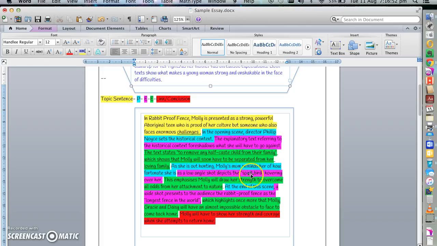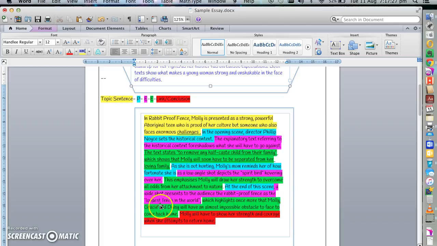As she's out hunting, Molly's mom reminds her of how fortunate she is, as a low-angle shot depicts the spirit bird hovering over her. This emphasizes Molly will draw her strength to overcome all odds from her attachment to nature. So, as you can see, another piece of evidence that I present is that low-angle shot of the spirit bird, and that would obviously link back to the fact that she will have the strength to overcome her challenges through her connection with the bird and with nature.